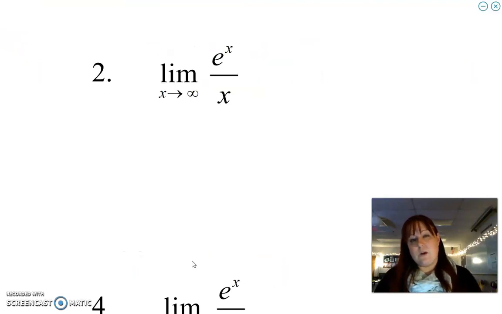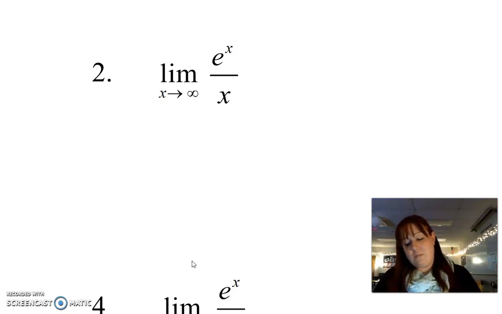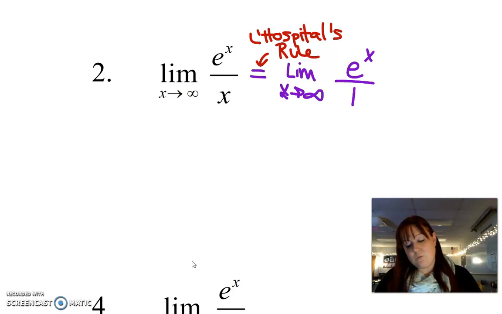All right, here's this one. The limit as x approaches infinity. Again, we're going to think it in our heads. What happens when I put infinity into this? I get infinity over infinity. So, by L'Hopital's rule, I'm going to say that I'm using L'Hopital's rule here. This limit also equals the limit as x approaches infinity of the derivative of the top, which is e to the x, over the derivative of the bottom, which is 1.